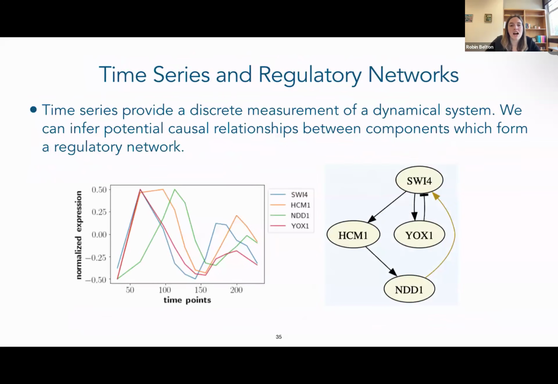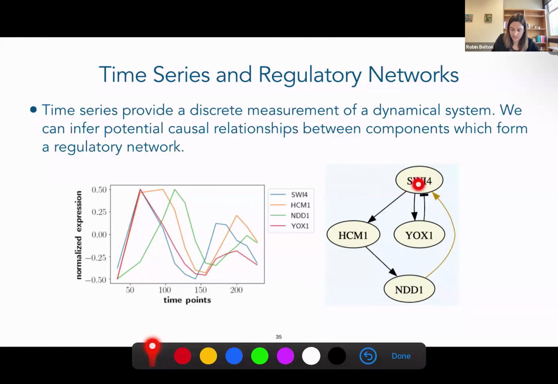Cool. Just going a little into time series and regulatory networks: a time series provides a discrete measurement of a dynamical system, and we can infer potential causal relationships between components from a regulatory network. So in this example, SWI4, YOX1, HCM1, and NDD1 are genes in cerevisiae that are controlling the cell cycle. And here's a nice regulatory network.